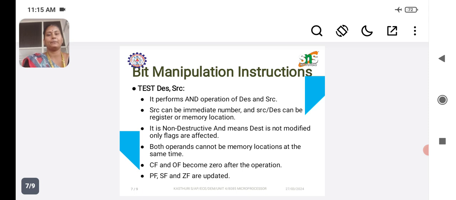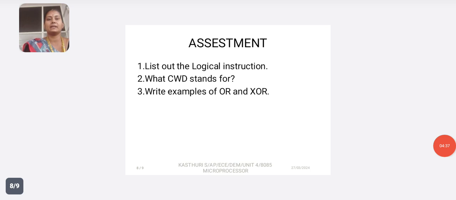Now we have our assessment questions. List out the logical instructions. What are all the instructions we have seen so far? AND, OR, NOT, exclusive OR, XNOR. By the combination of all the gates we can perform operations.